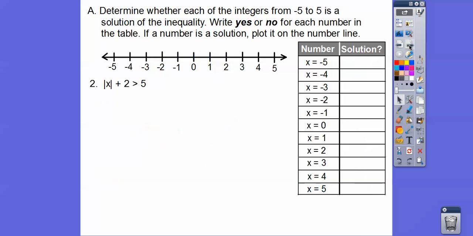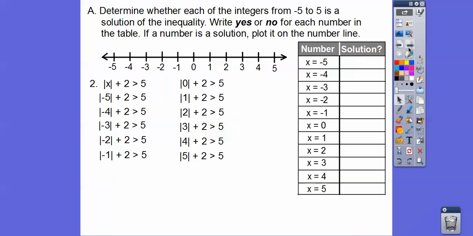Same directions. Here's number 2. We're going to plug in these integers and see which ones are greater than 5. If we plug in the absolute value of -5, we're going to plug them all in. And which ones are greater? This is +5. 5 plus 2, yeah, that's greater than 5. 4 plus 2, that's greater than 5. 3 plus 2, nope. This is no, no, no, no. And then finally, these two right here are yeses.